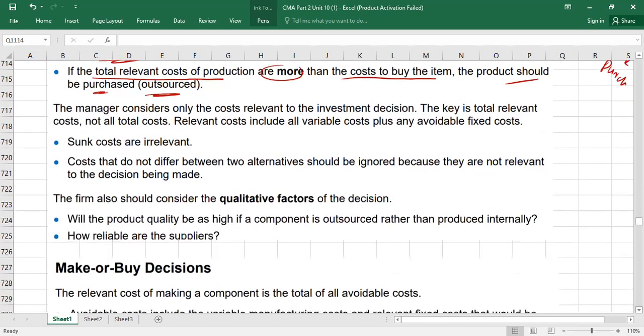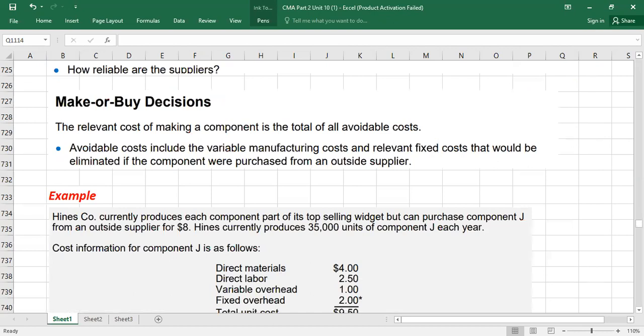Please remember, we also consider relevant cost in the make or buy decision. So which cost will be the relevant cost here? Please remember, the relevant cost of making a component, if you are producing the product in-house, is whatever manufacturing cost you will incur, and those costs become relevant if they are avoidable costs. Avoidable means if you make the product, you will incur those costs, and if you buy the product from outside, those costs can be avoided. This is a really important point: the relevant cost of making a component is the total of all avoidable cost.